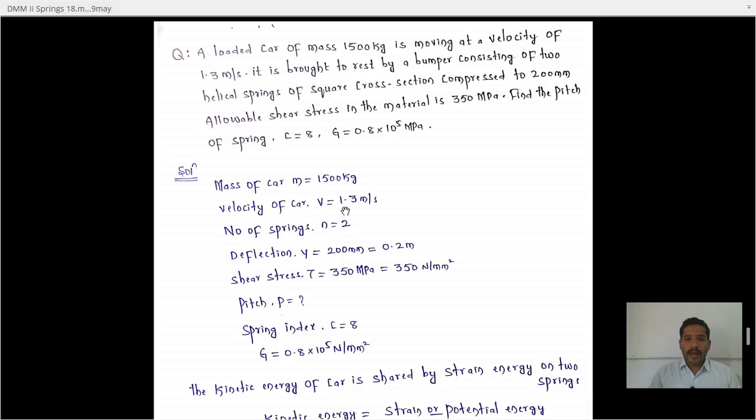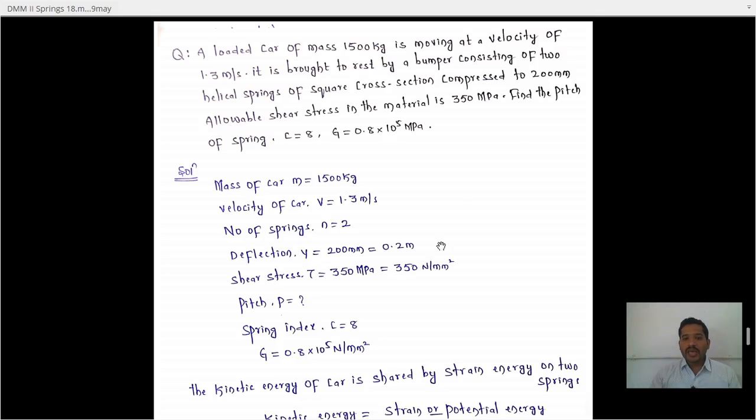It is brought to rest by a bumper consisting of two helical springs of square cross section compressed to 200 mm. So here the deflection, because if you apply the compressive force on it, deflection is occurring in the helical spring. So the deflection is represented by y equal to 200 mm, as well as the allowable shear stress in the material is given as tau equal to 350 megapascal.